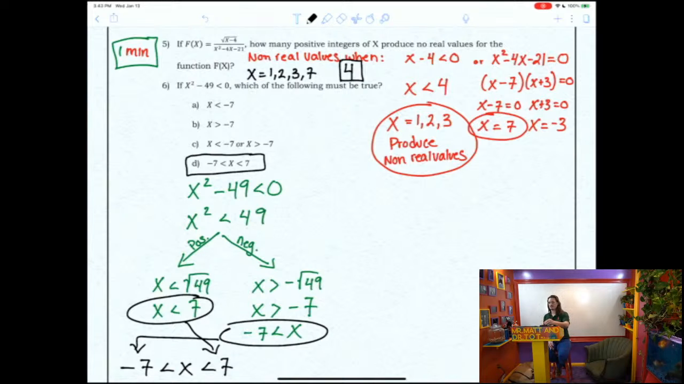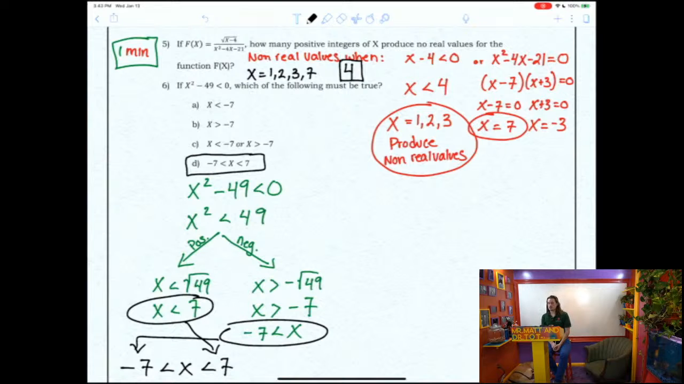Okay, so for number 5, we're looking for any input that's going to produce a negative value for x minus 4. So if we take the expression x minus 4 and set it less than 0, that's the condition that makes a number negative. So this overall function will have non-real values whenever x minus 4 is less than 0, and whenever that denominator is equal to 0. So we take x squared minus 4x minus 21 and set it equal to 0.